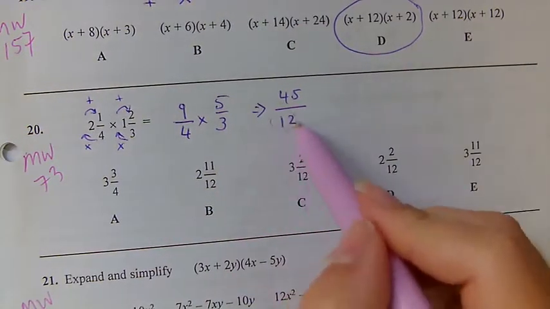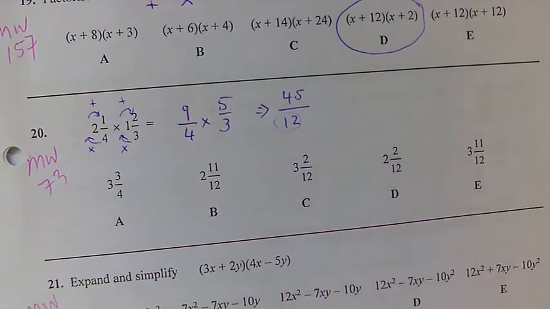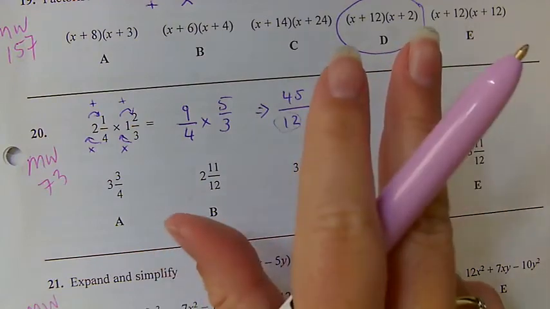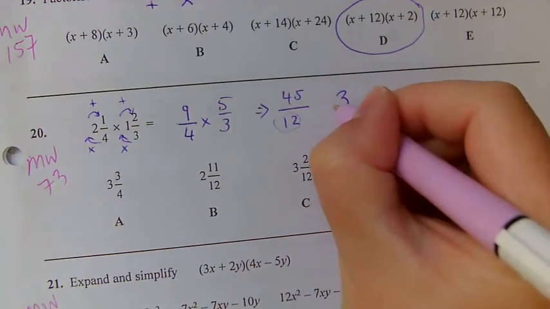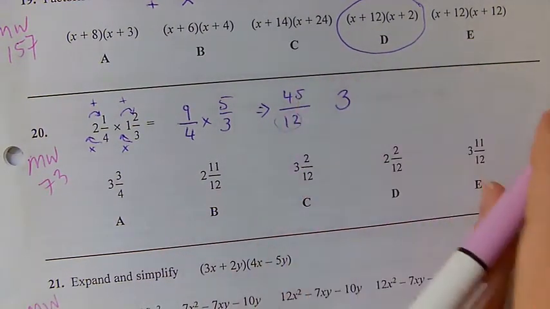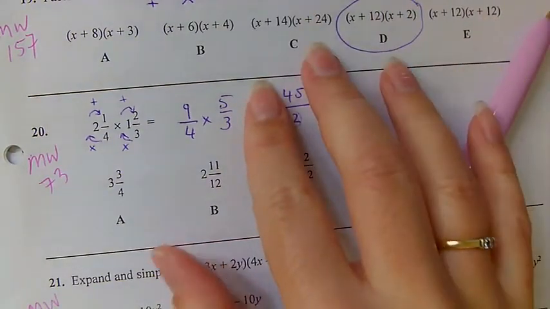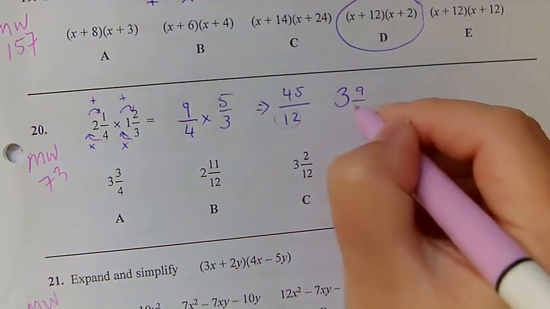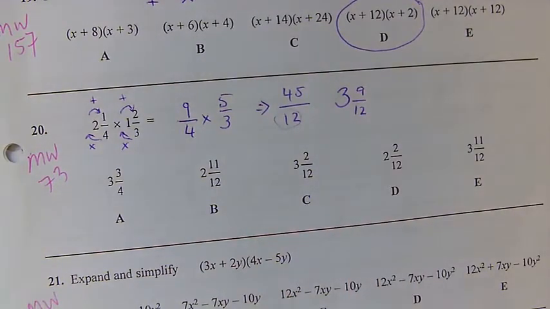So what I would do is I'd count up in 12s and work out how many 12s fit into 45. So we've got 12, 24, 36 is 3. So we're at 36, we want to get to 45, 36, 37, 38, 39, 40, 41, 42, 43, 44, 45. We've got 9 left over. Okay, so we're looking for 3 and 9 over 12. Now that still isn't in our list. Hopefully you can see what you need to do.